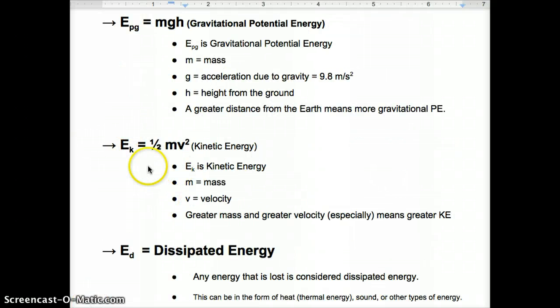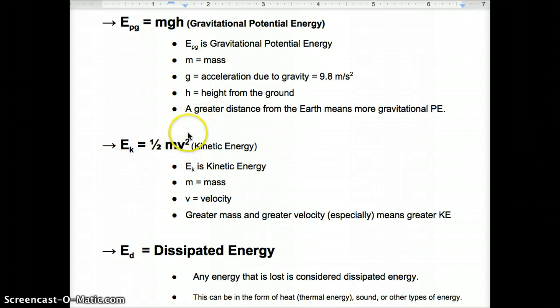Kinetic energy is the energy of motion. That's 1/2 times the mass of an object times its velocity squared. So we abbreviate that E sub k to be kinetic energy, where m is mass and v is velocity. Mass in kilograms and velocity in meters per second. Greater mass means more kinetic energy. Greater velocity means much more kinetic energy, since velocity is squared to give us the kinetic energy.